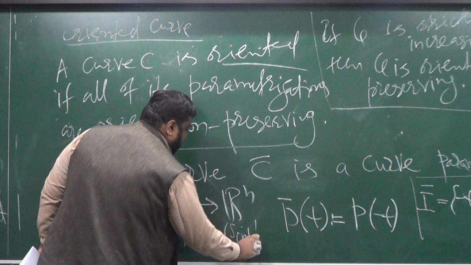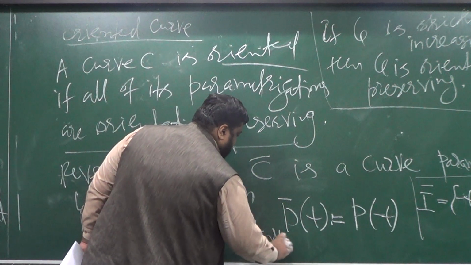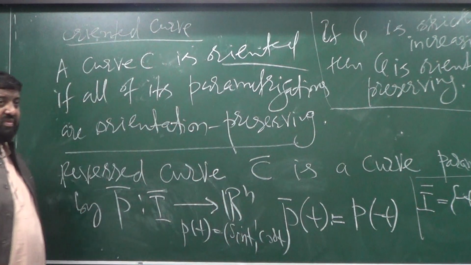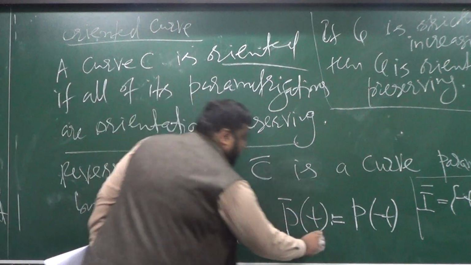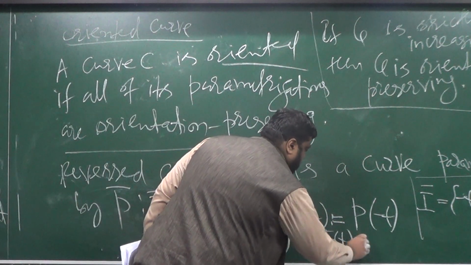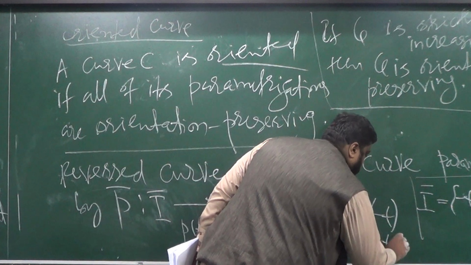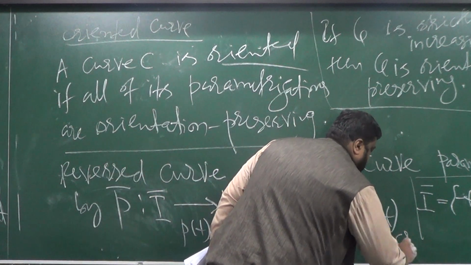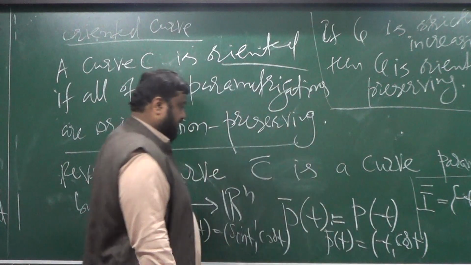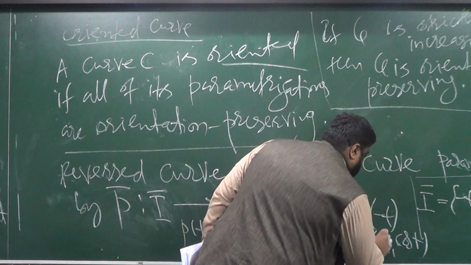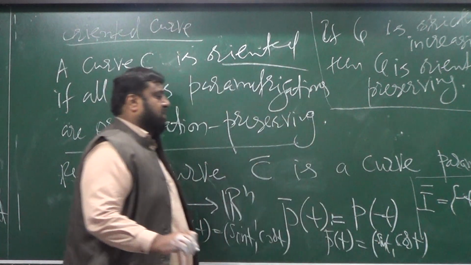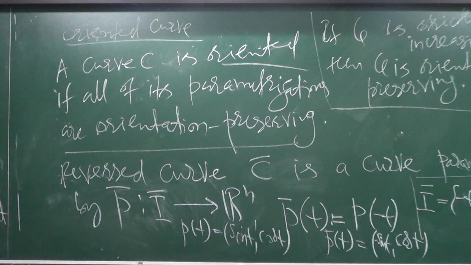So the reverse curve for this is going to be... So the P bar of T is going to be minus sin T, cos T. Sorry, minus sin T and cos T. And the T's are coming from where? Minus 2 pi to 0.